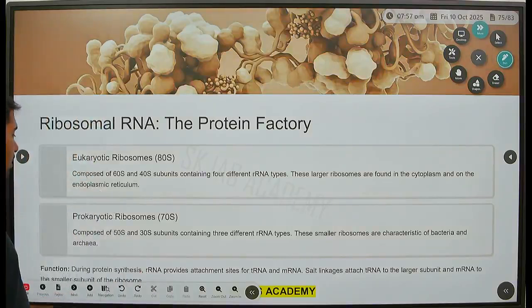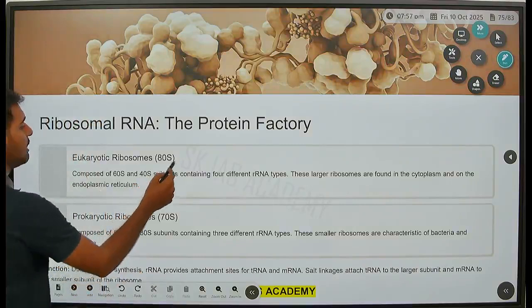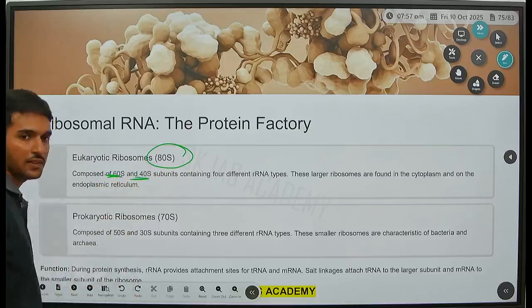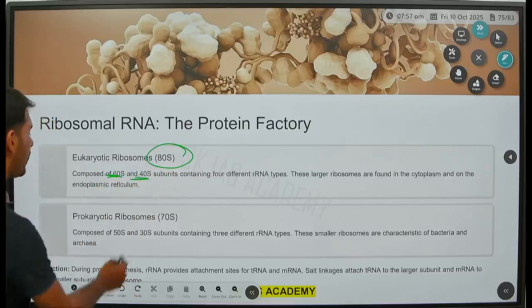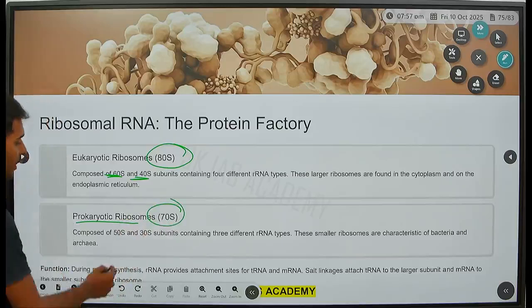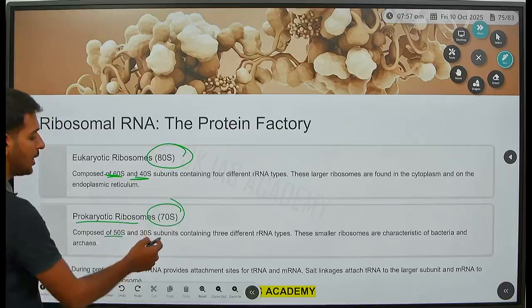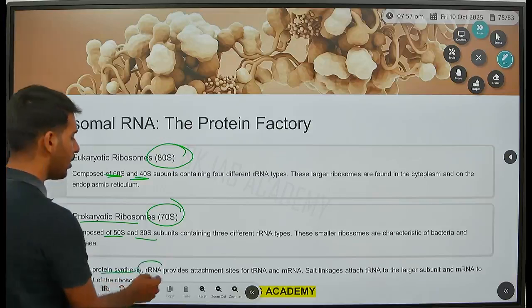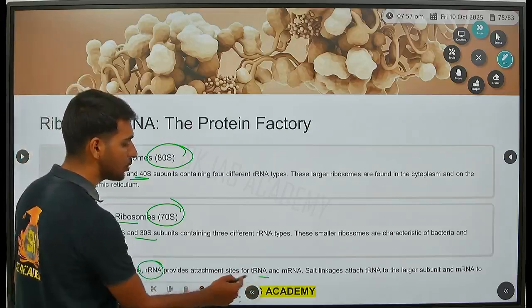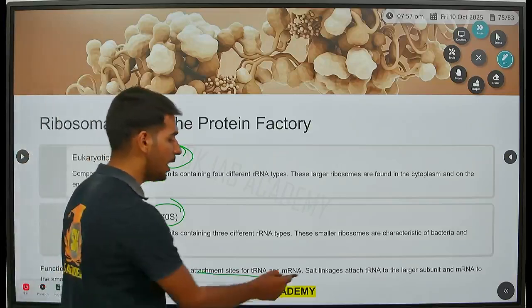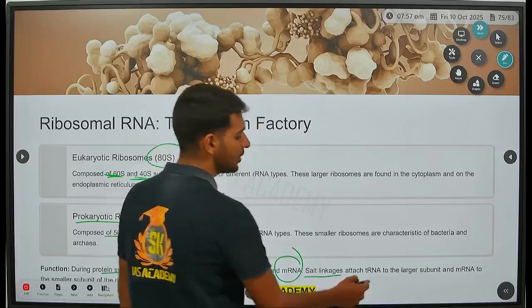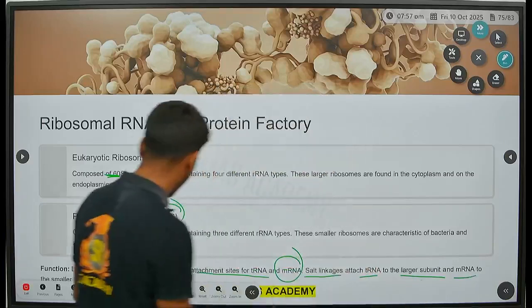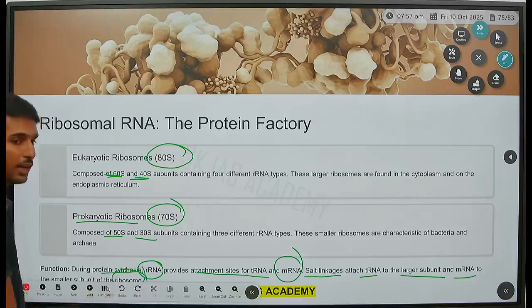Ribosomal RNA: eukaryotic ribosomes are of 80S type. The subunits are 60S and 40S, and prokaryotes have 70S ribosomes, 50S being the larger and 30S being the smaller subunit. During protein synthesis, rRNA provides attachment sites for tRNA and mRNA. Salt linkages attach tRNA to the larger subunit, and mRNA to the smaller subunit of the ribosome.